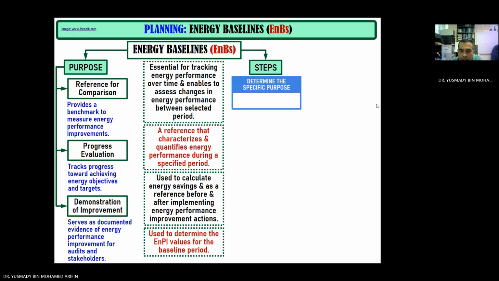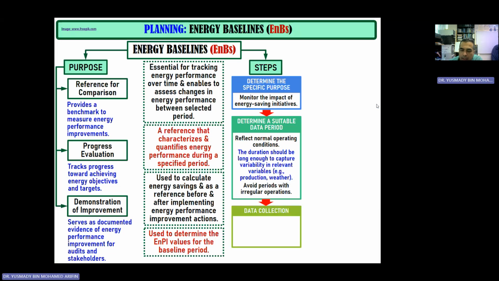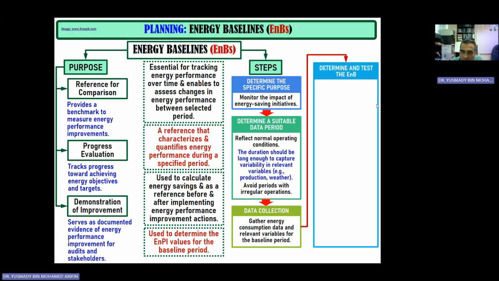Steps for the energy baseline. So we need to determine the specific purpose, monitor the impact of energy saving initiative. Next, determine a suitable data period that reflects normal operation condition. The duration should be long enough to capture relevant variables, for example, the production and also weather. Avoid periods with irregular operation. And then data collection: gather energy consumption data and relevant variables for the baseline period. And the last one, determine and test the energy baseline.